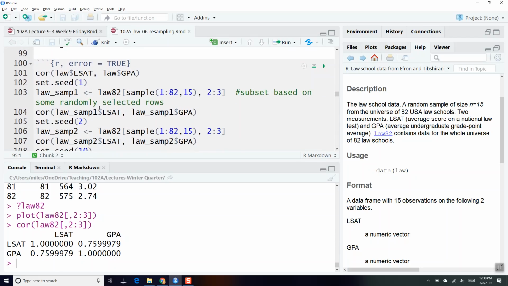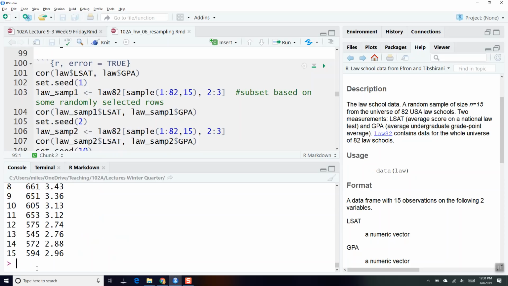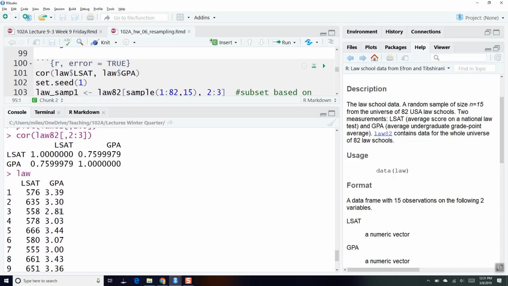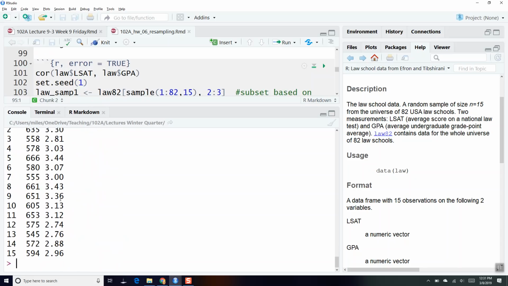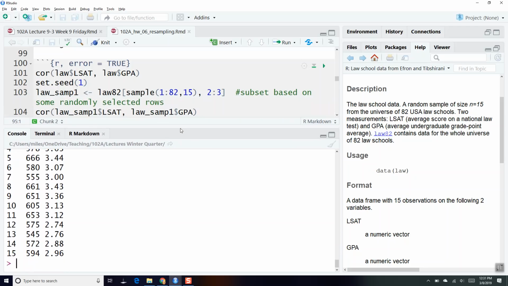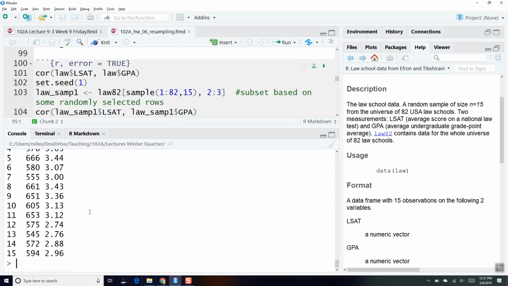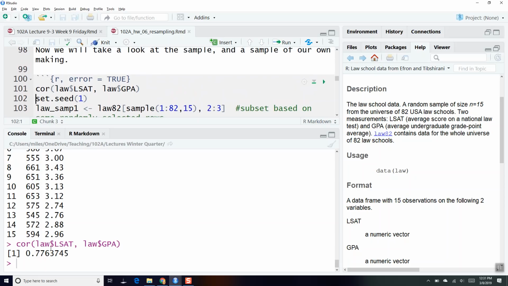What we are going to do is look at a random sample, okay? If I do law, not law82, this is a random sample of 15 schools taken from the population of 82. We're just randomly sampling 15 out of the 82, and we're going to see, can we estimate the population correlation based on our random sample here, okay? If we look at our random sample of 15, the correlation is around 0.776, okay?